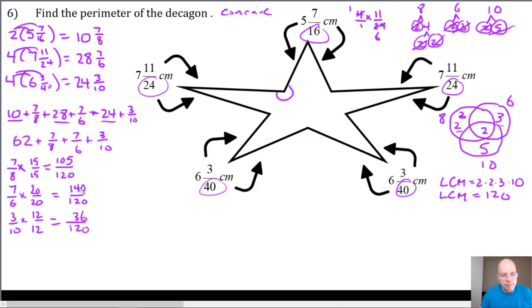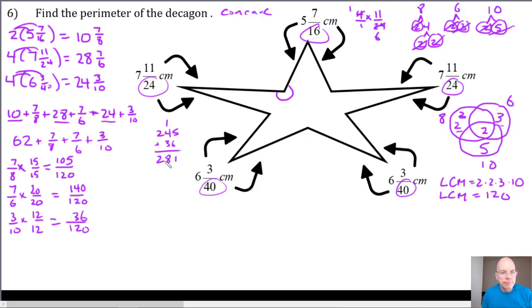get 245 plus 36. This is how many 120ths we have. That's 11, 8, and 2. Why do I feel like that's wrong? I did something wrong. What did I do wrong?